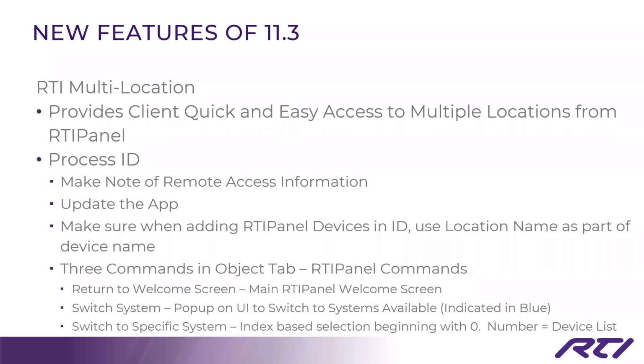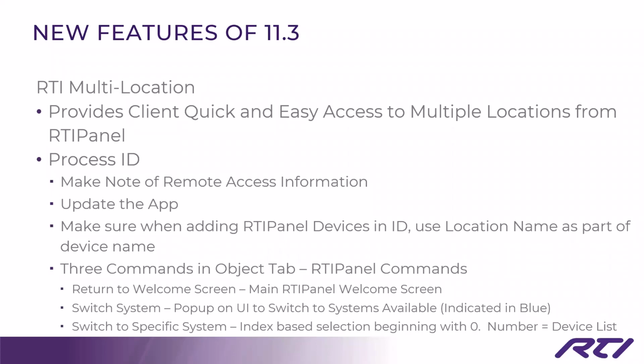The second part of this is to make sure you have the app updated. Obviously, the latest version of the app has this feature, the older version does not. So if there is a need, generally we try to force out that app update to everybody, but everybody has their own option to do it if they want. So that's the first thing. The second thing is when you're adding RTI panel devices in ID, please make sure to use the location name as part of the device name.